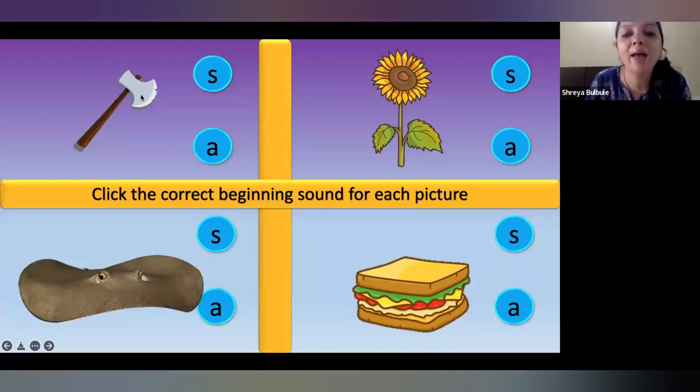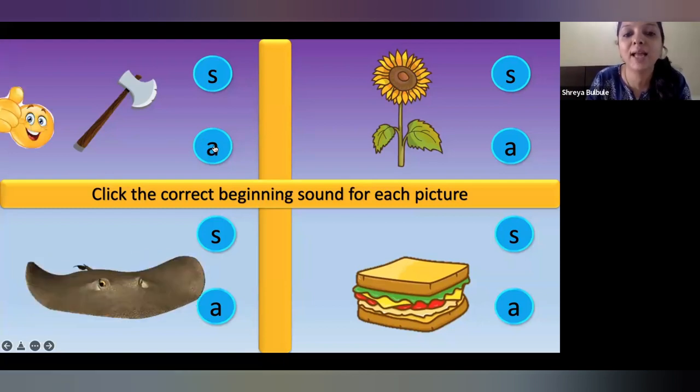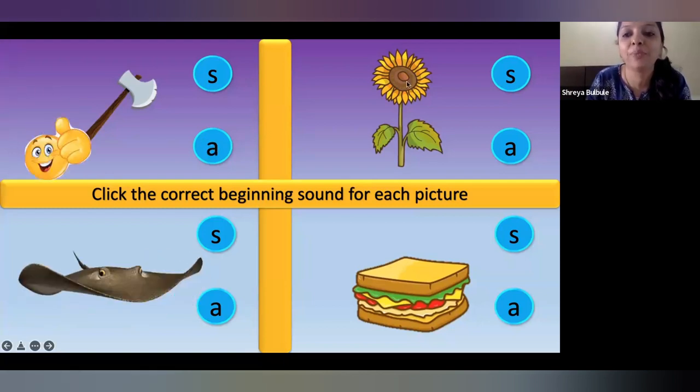Axe. The axe sound starts with the A sound. So we will select A. Good job. What is this? This is A.